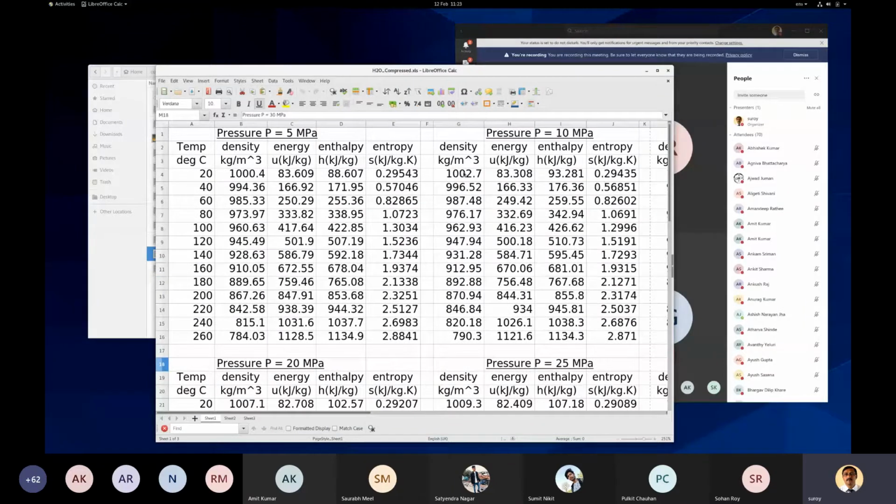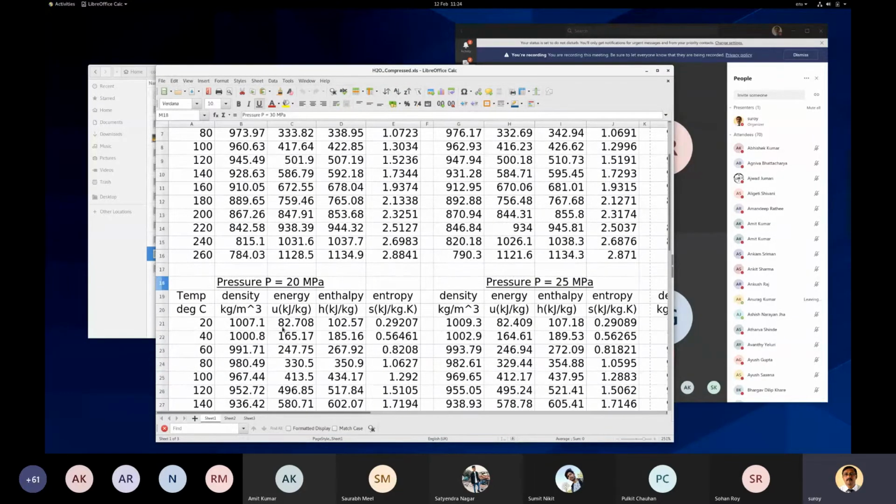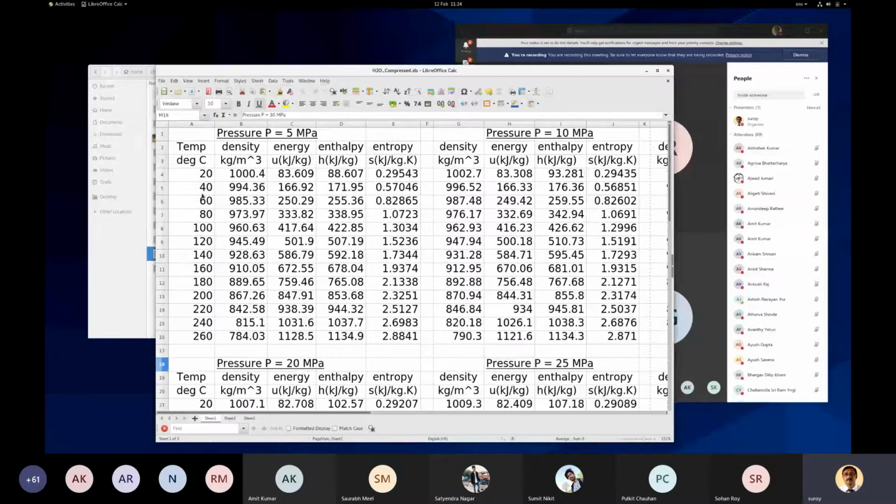Because of the small change in density that you're seeing. And if you look at internal energy, it goes from 83.6 to 83.3 as you increase the pressure, and if you increase the pressure to 4 times, it becomes 82.7. So the dependence on pressure is very, very small. But look at the dependence on temperature. Going from 20 to 40, double it, the density is 994. But look at the change in internal energy, 83 to 166, a large change. Look at the change in entropy, also a large change. It doubles with temperature when temperature doubles.